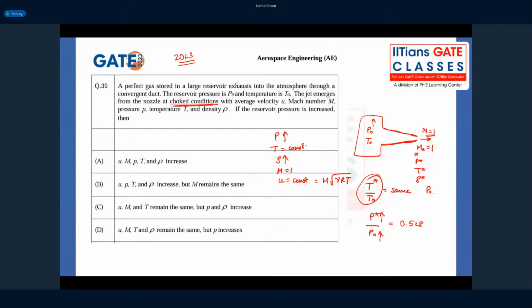So what is the answer? Your pressure and density are going to increase, but the other properties will remain the same. So option C is the answer. So this was asked in GATE 2023. Yeah, don't worry. For now, you guys have just understood, so it will take time to absorb these concepts slowly.